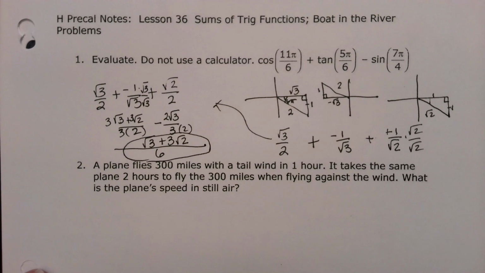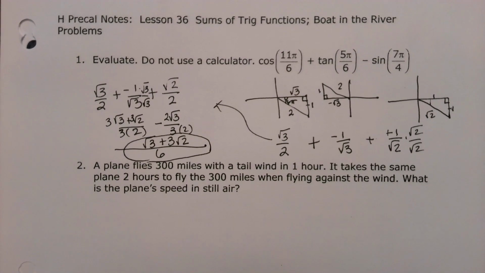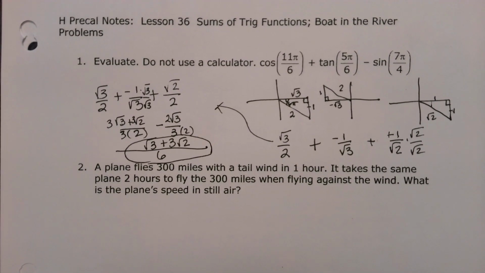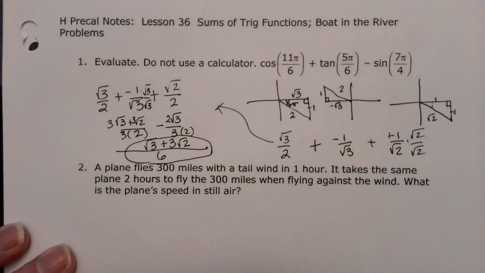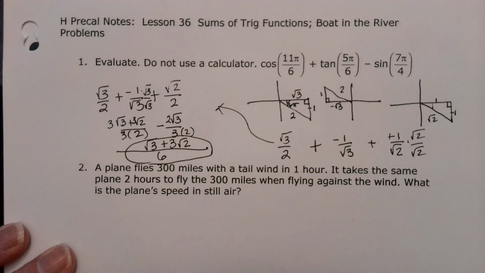Okay, now we're going to do some boat in the river problems. Sometimes they're not boats, sometimes they're planes. So it's boat in the river or a plane flying in the sky. So it says a plane flies 300 miles with a tailwind in 1 hour. So we know that when it's a tailwind, it means the wind is pushing the plane. So that means you're going to add the speed of the wind to the speed of the plane.